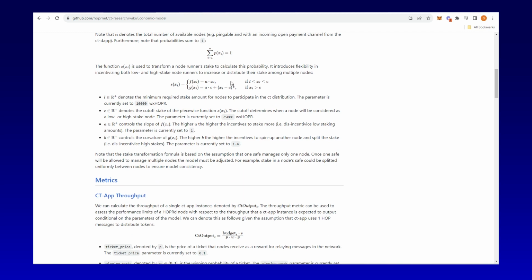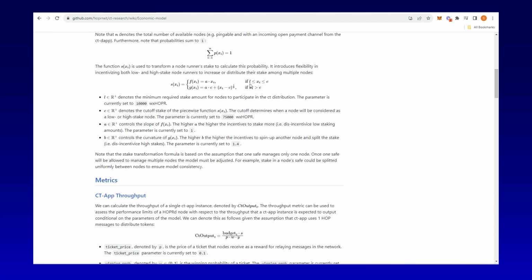There's a few parameters here, but let's look at the ones on the right first. L is the minimum threshold. C is the upper threshold, and these two determine what function applies to your stake. Say you stake less than the minimum threshold L, let's say the minimum threshold is 10, the upper threshold is 100. If you only have 5 WX-Hopper in your node, then neither of the 2 functions on the screen apply, and actually your stake is worth nothing. So you have 5 staked, but cover traffic will treat it as if you have 0 staked. That's your transform stake, 0.